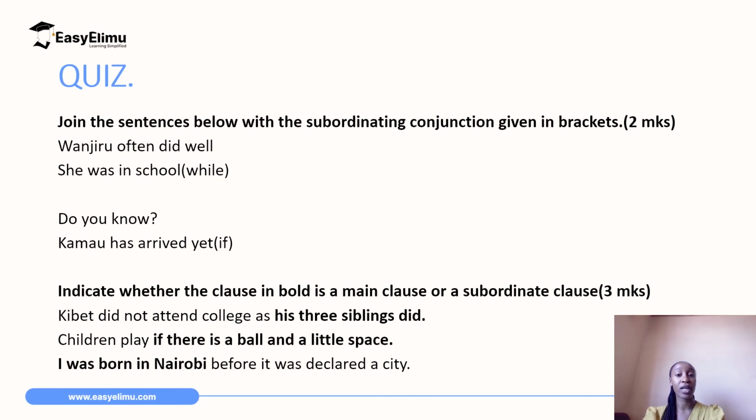So for further practice, you can have a look at the quiz. There are two parts. The first one is: join the sentences below with the subordinating conjunction given in brackets. And the second part is: indicate whether the clause in bold is a main clause or a subordinate clause. So, like the first one, Kibet did not attend college as his three siblings did. So the clause in bold is his three siblings did. That clause does not make sense on its own, and that is a subordinate clause. So you can have a look at the rest.